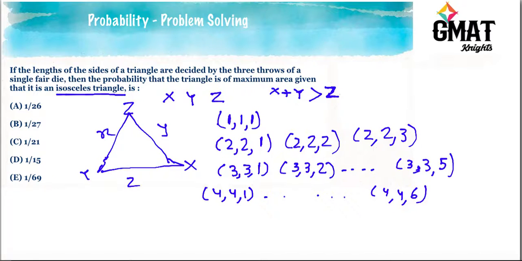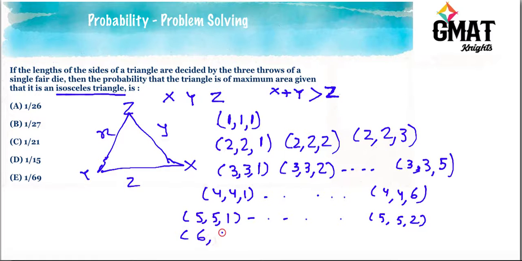Okay, what if x and y both are 5 each? You will have the same number of possibilities, right? So 5 comma 5 comma 1 up to 5 comma 5 comma 2. I am showing the intermediate cases through dots here, so it should be well understood.